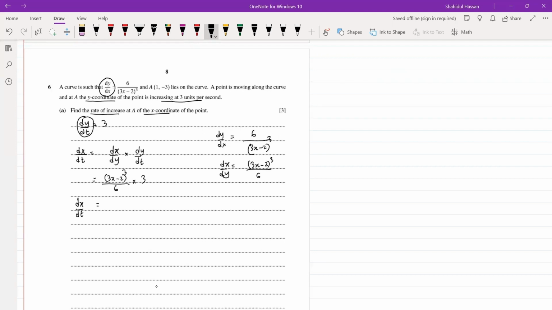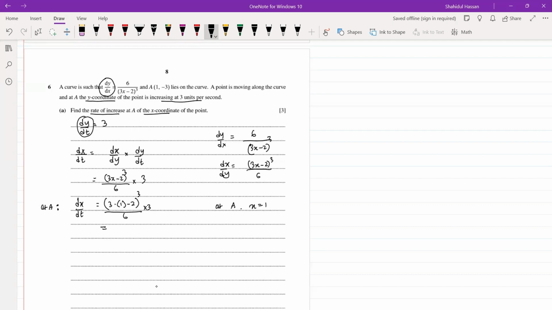The question says find the rate of increase at point A. Now please understand that at point A, x is equal to 1. So we can write here at point A, dx by dt is equal to, in place of x, I'm going to replace x with 1.